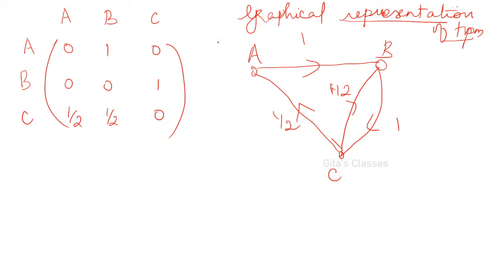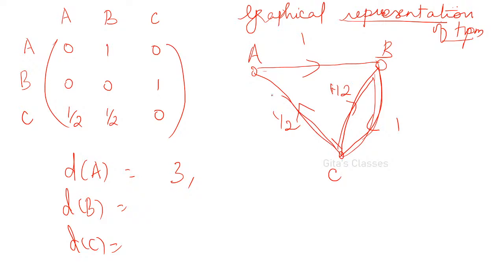What about the period? What about the period of A, D of A, D of B, D of C? From A, 1, 2, 3 is one path. 1, 2, 3, 4 and 5 is another path, right? So whenever you get more than one path, you have to take the GCD. So the GCD is 1. Got it?